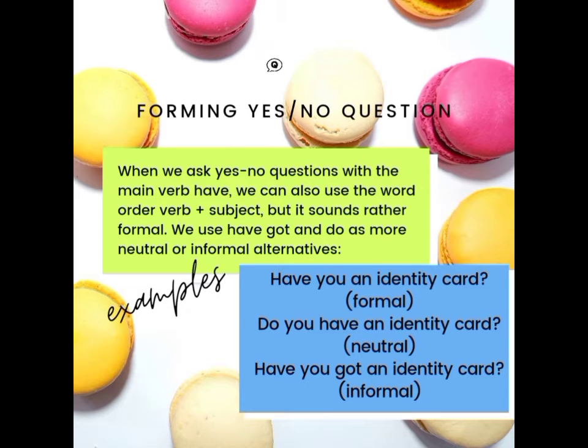Ketika kita membuat yes no question menggunakan have sebagai kata kerja utama, kita bisa aja langsung pakai have diikuti subjeknya, tapi kedengarannya sangat formal. Nah, kita bisa menggunakan have got dan do supaya lebih terdengar netral atau informal. Jadinya begini teman-teman. Have you an identity card? Nah, it sounds rather formal ya. Yang itu terdengarnya kan sepertinya formal.